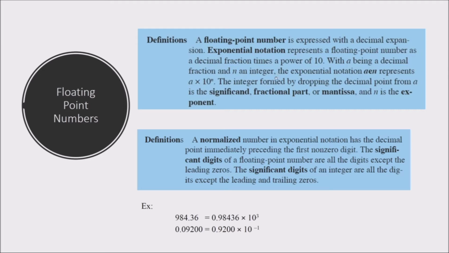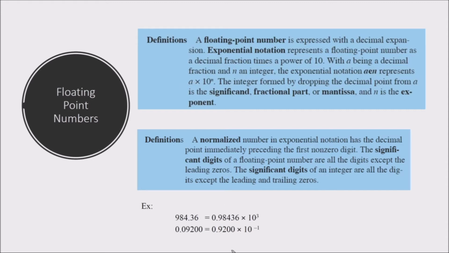If you don't remember these, just go back to the one I was talking about and try to understand that, right? So the floating point number is expressed with a decimal exponential. Exponential notation represents the floating number as a decimal fraction times the power of 10, right? Obviously that's what I was just talking about. And this is the form. You just have a dot in the front, and then you will have a full number, which is like this right here in the bottom, right?